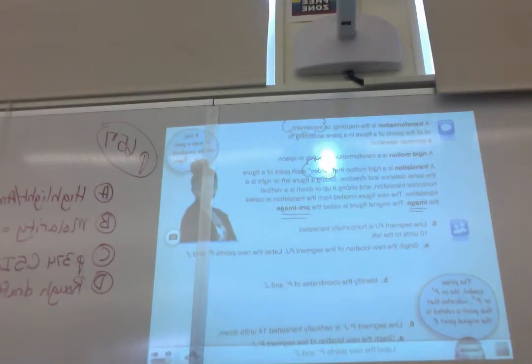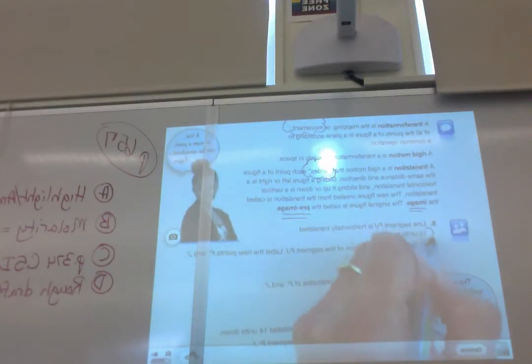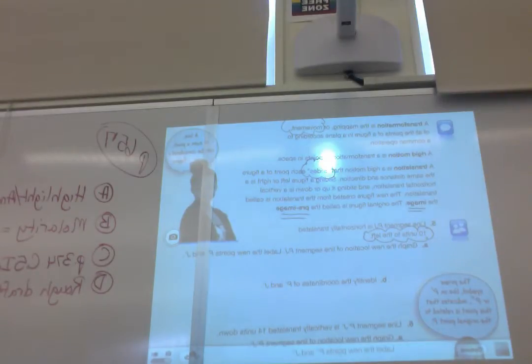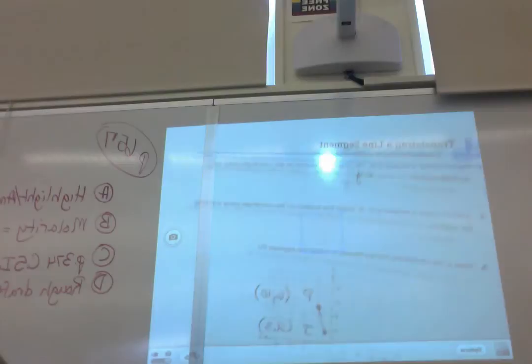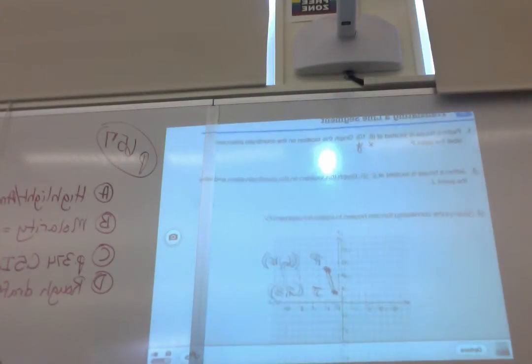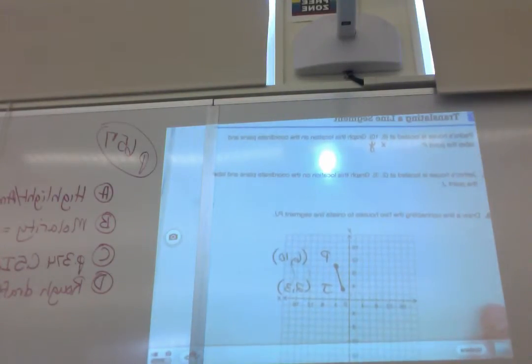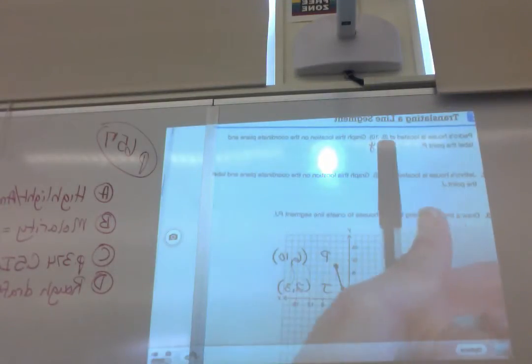So, we're going to translate our segment that we had on our graph on the other page 10 units to the left. We're going to draw a new line segment, and we're going to figure out what are the ordered pairs, what's the x and y of where the new endpoints line up. So we got to flip back to page 657. We're going to move to the left.